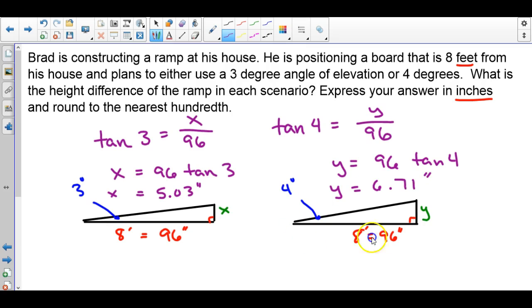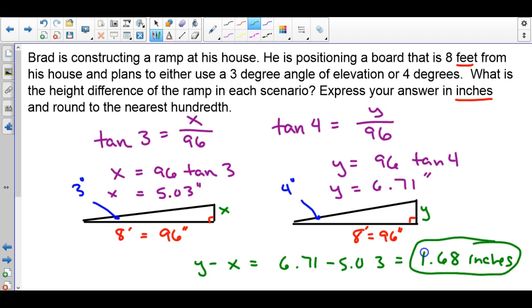So again, the ramp that's on the right-hand side is higher than the one that's on the left because that angle measure is a little bit larger. The last thing I want to do here, it says what is the height difference in the ramps? I need to take y minus x, which is going to be finding the difference between these two ramps. So I'm going to do my 6.71 and subtract 5.03 and get a difference of 1.68 inches.